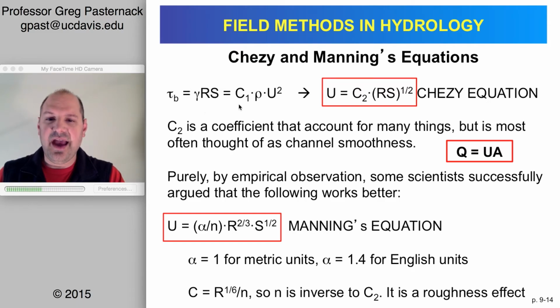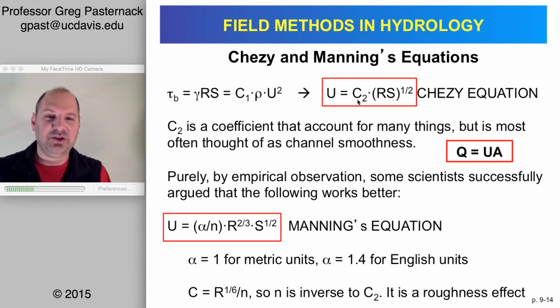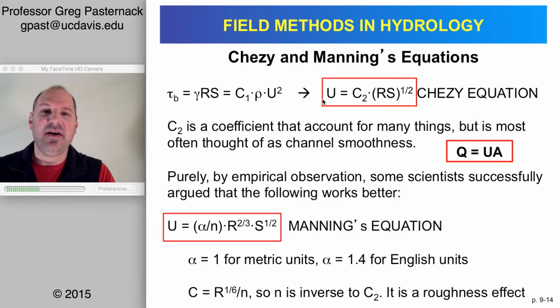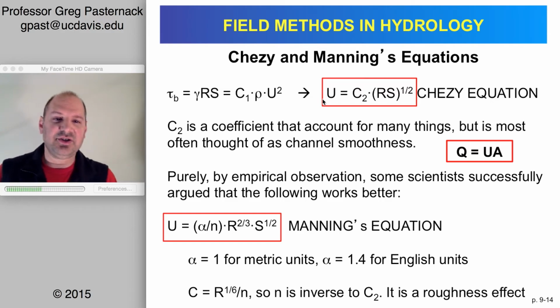The square root of gamma divided by C1 rho, we're just going to call that C2. Let's not worry about what the number is. We'll just call it C2. And then R and S are our variables, and we're going to take the square root of those. So we have RS to the 1/2. This equation is very important. It's called Chezy's equation. It's the predominant equation used in Europe for estimating discharge.